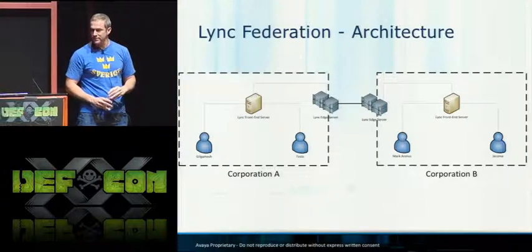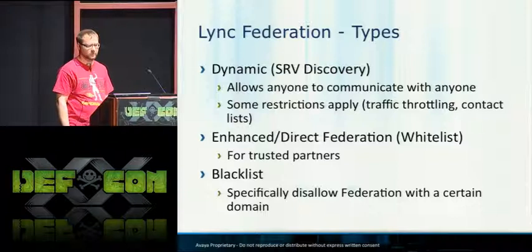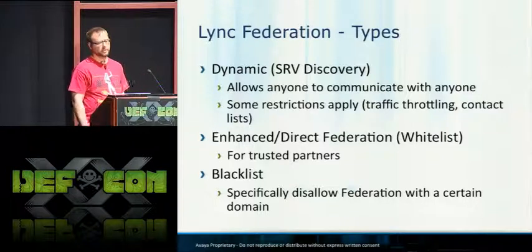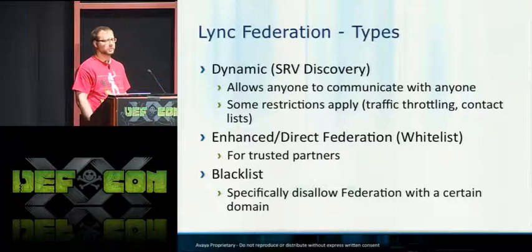Right. So there are different types of federation. There's dynamic, which just uses SRV discovery, and that means anybody can connect to your infrastructure if they have a valid domain and a CA. They can connect, they can enumerate users, they can send anybody messages, which can obviously be dangerous. The next level would be the blacklist, where you put in a list of servers that you don't want to be able to contact your federation. And then the best way to do it is a whitelist, which just has a list of trusted partners that you want to federate with.